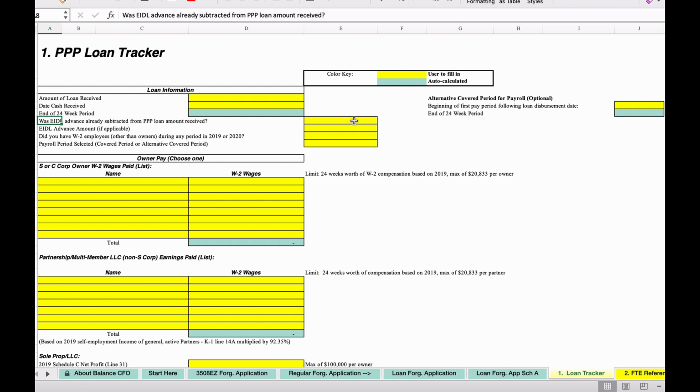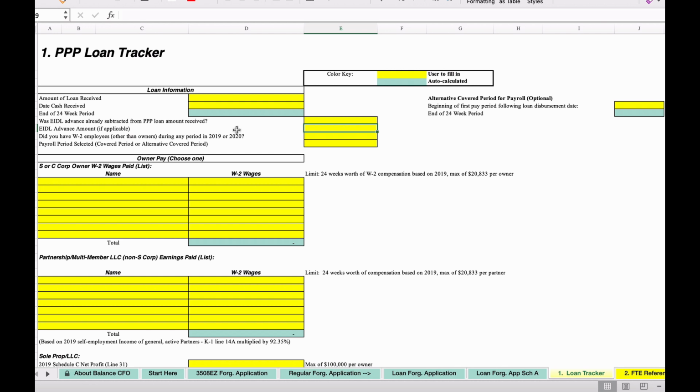So you had the grant and then you got the PPP loan or vice versa, and you hadn't had it subtracted off of your PPP loan amount that you got. In that case, you would say yes here, okay? And then you need to put in your EIDL advance amount that you got. So 1,000, 2,000, 5,000, whatever it was that you got, put that here. That will be subtracted off of your PPP forgiveness. That is clearly in the CARES Act and now in Treasury guidance. It will be subtracted if it wasn't already subtracted when you got the loan.